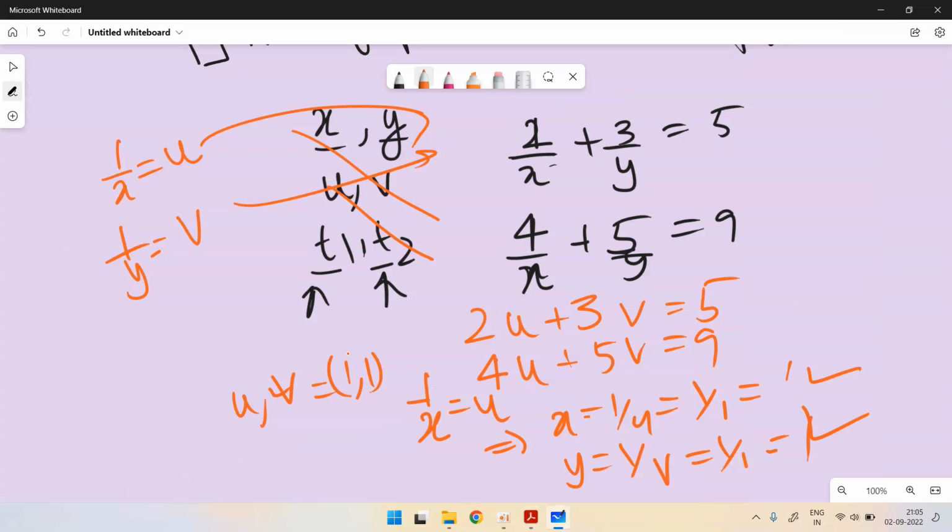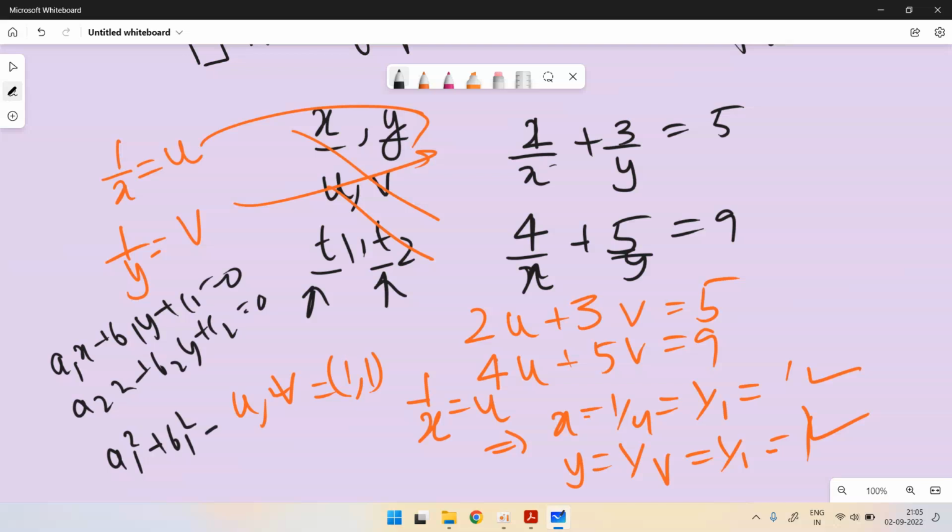For two linear variable equations, a1 x plus b1 y plus c1 equal to 0 and a2 x plus b2 y plus c2 equal to 0, a1 square plus b1 square should not be equal to 0, and a2 square plus b2 square should not be equal to 0. This is a condition. You ask how this can be 0? Even if a1 is negative, the square will always be positive, and it will not be equal to 0 unless and until both a1 and b1 are 0.